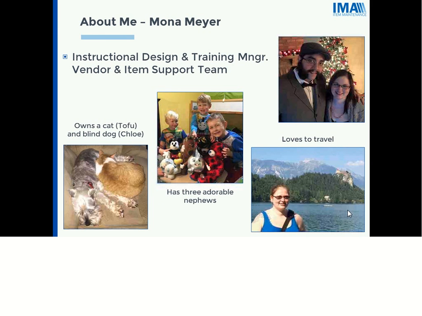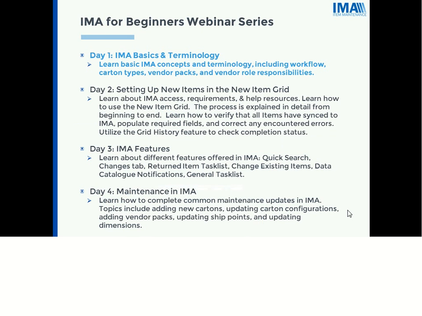Just a quick note about me. My name is Mona. I'm the Instructional Design and Training Manager for the Vendor and Item Support Team. I own a cat named Tofu and a blind dog named Chloe. I have 3 adorable nephews there in the center, and I love to travel. So since you're going to be hearing from me over the next 4 days, I thought you might want to hear a little bit about me.